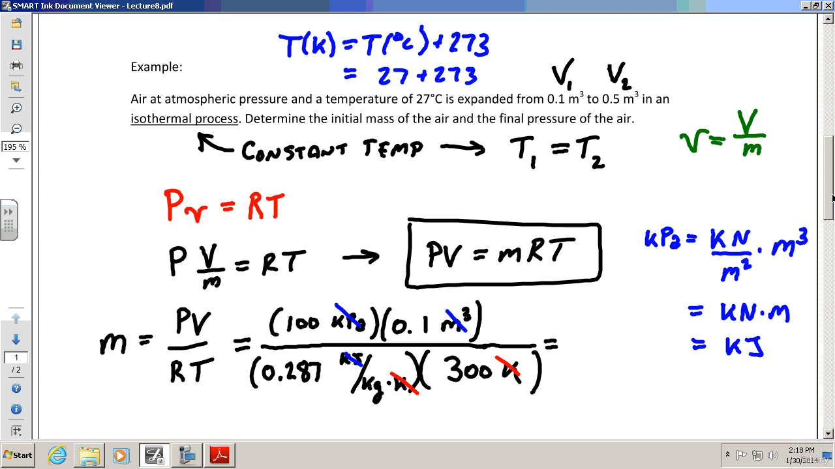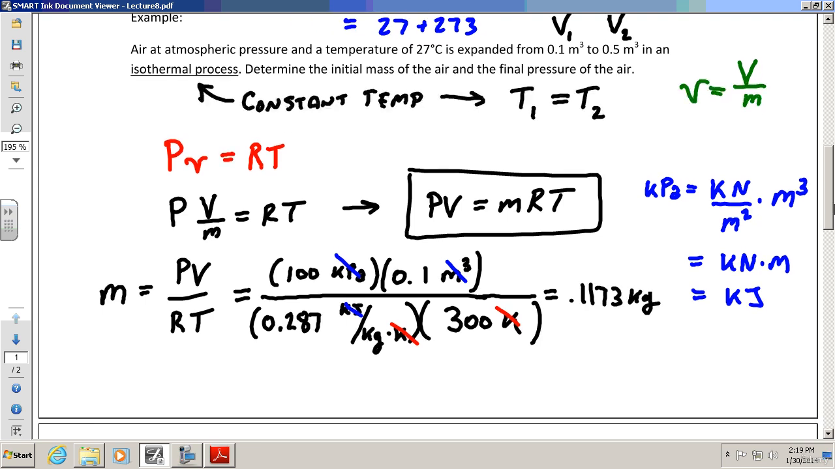You work this all out. I don't have this number readily handy. I know the top is 10. The bottom is 0.287 multiplied by 300. So 1173? 0.1173? Yeah. Cool, we got that. That's the mass. Okay.